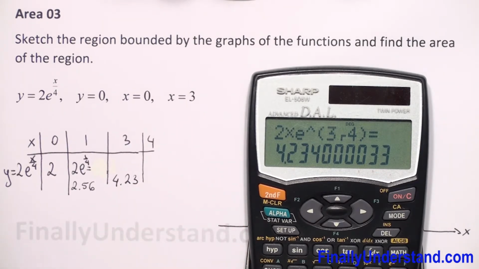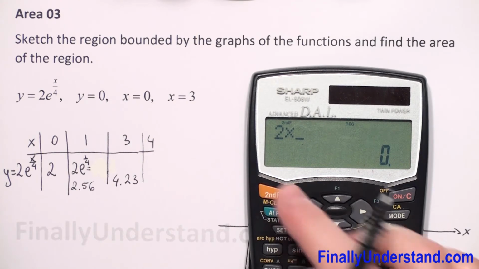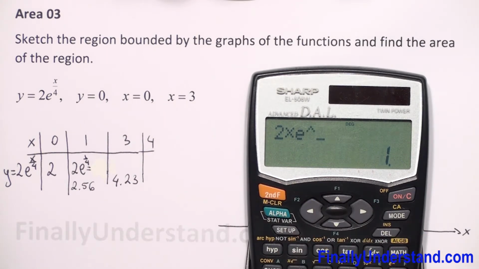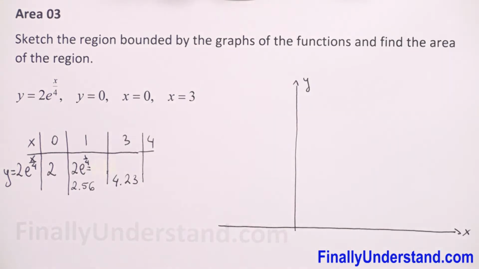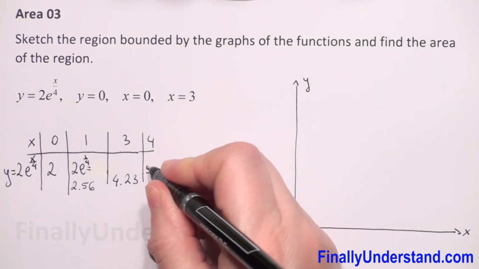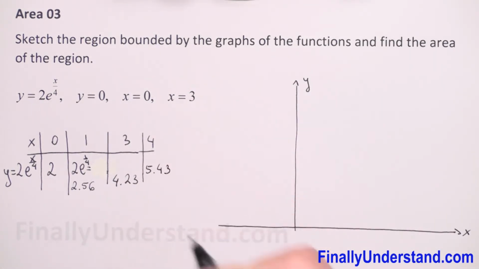And for 4, we will have 2 times e to power 4 over 4, which is 1, so e to power 1. So let's put this in the calculator. We will have 2 times e to first power. This is approximately 5.43. So let's find these few points.